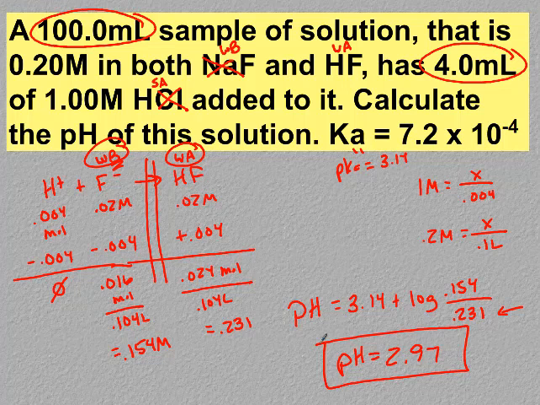If I wanted to calculate the change of pH, this would be my initial pH, because when I have equal amounts of acid and base, pH will equal pKa. And I had 0.2 of both of those, so that was my initial pH, and it went down to 2.97.